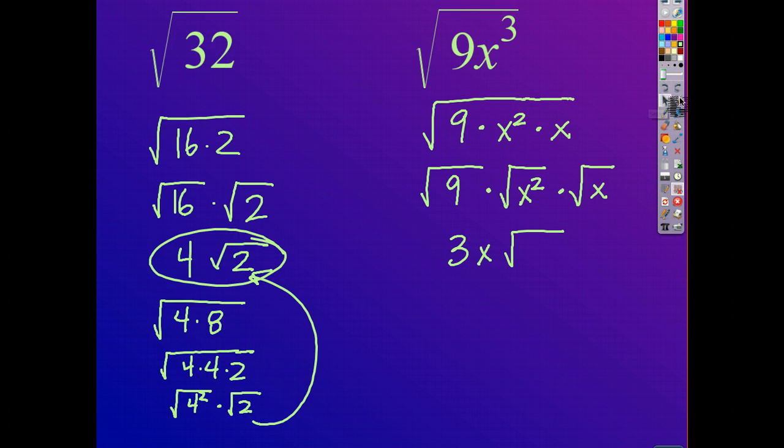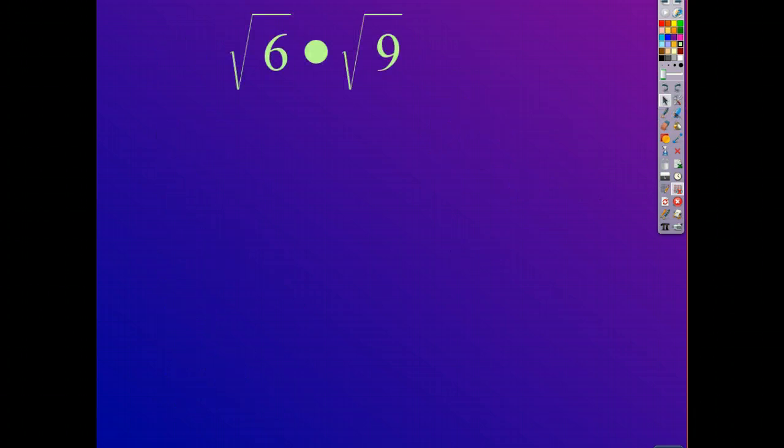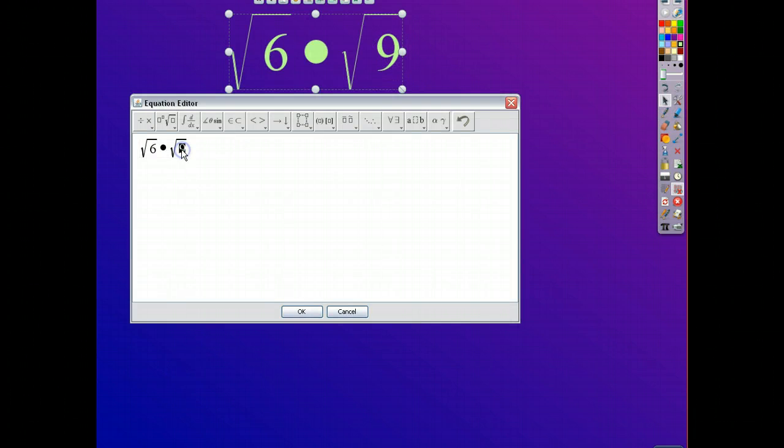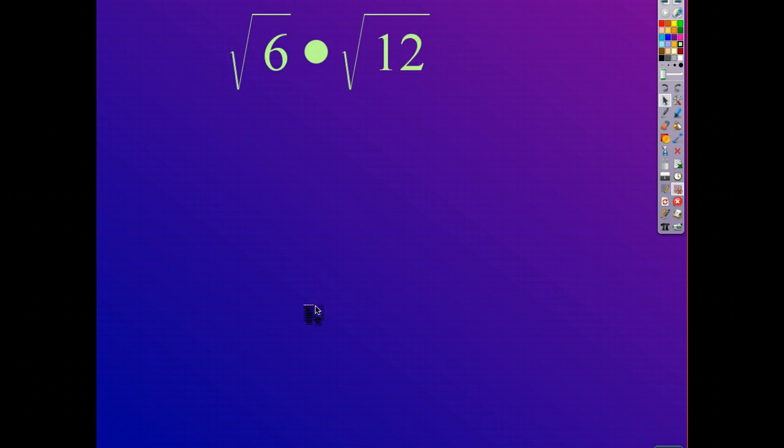Oops. Hold on, sorry. Board is freaking out. I want to change this. I wanted to make this actually 12. Okay, so let's go ahead and do that real quick. All right, there we go.